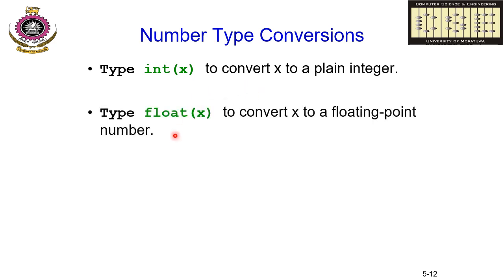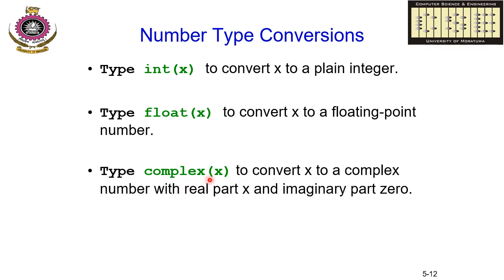Same happens with float. If you pass a number into this float function, it will convert to a floating point number. If you pass the integer 2 into this, the output will be 2.0. Input was just 2, but output will be 2.0. So in that case, the type was converted to float. It can be converted to integer as well as to float.